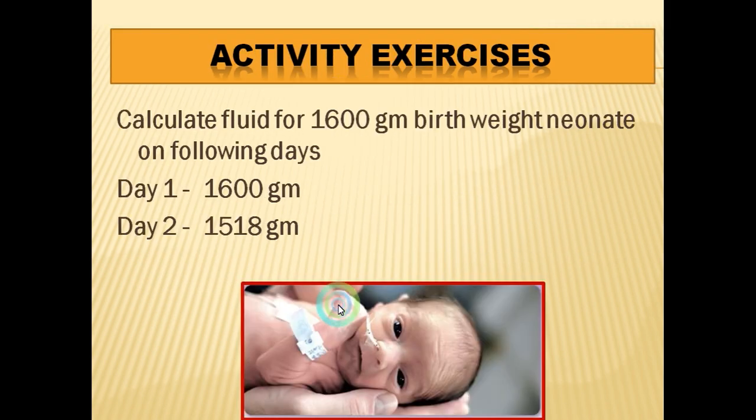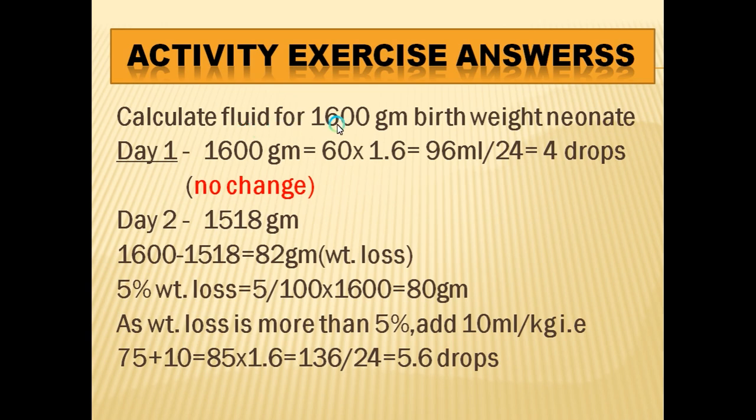Okay. Now this is an activity exercise. Calculate fluid for 1600 gram. On day 1 the baby is having this much, and day 2 1518 grams. Now calculate fluid for 1600 gram. 60 ml is the requirement, 1.6 into 60 is 96 ml, divided by 24 is 4 drops, and there is no change. Why? Because it is day 1.